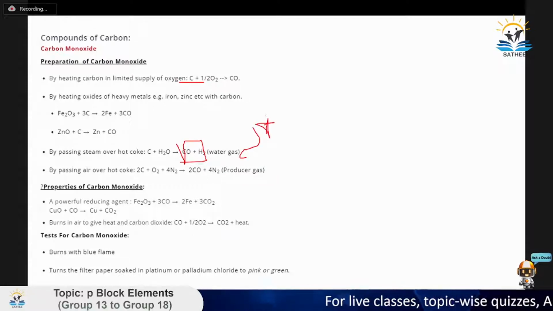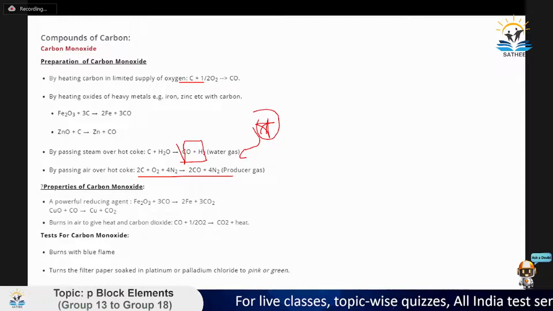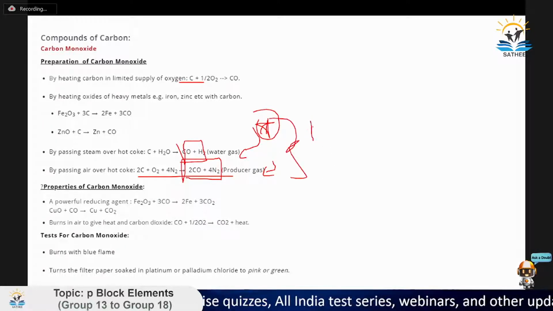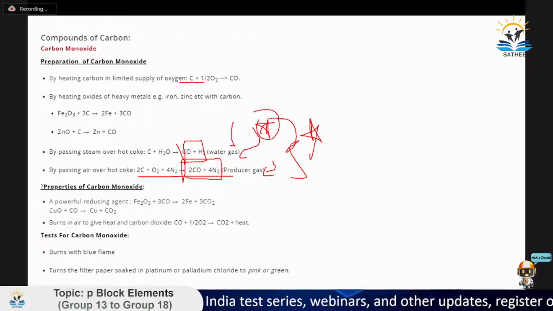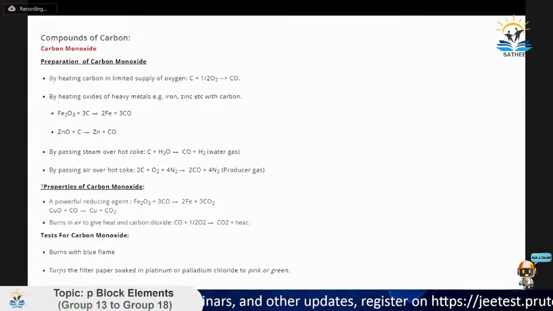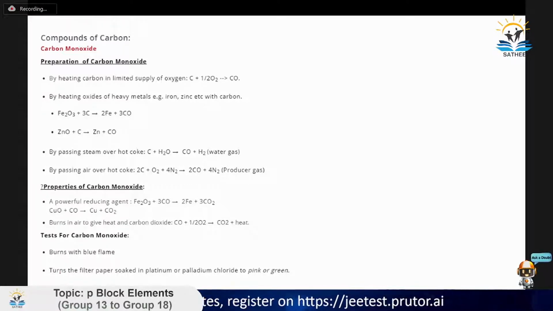This is an important reaction. And similarly, passing air over hot coke, that is basically this reaction, the producer gas that is formed, CO plus N2 is the producer gas, CO plus H2 is the water gas. These two reactions are important, okay? Because there are many questions where they directly use the term water gas and producer gas and not this reaction. So that is something you need to keep in mind, that we have water gas and we have producer gas over here.